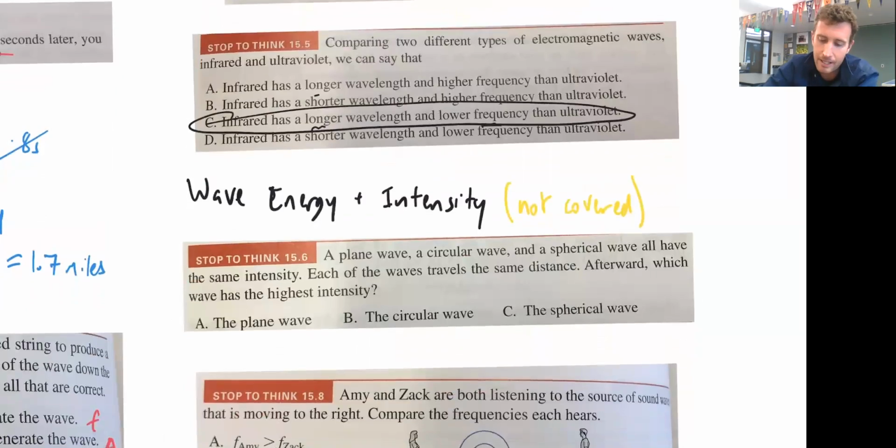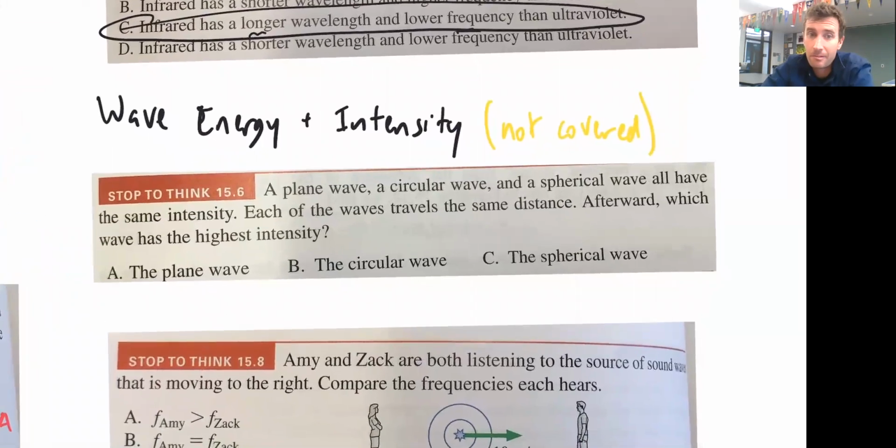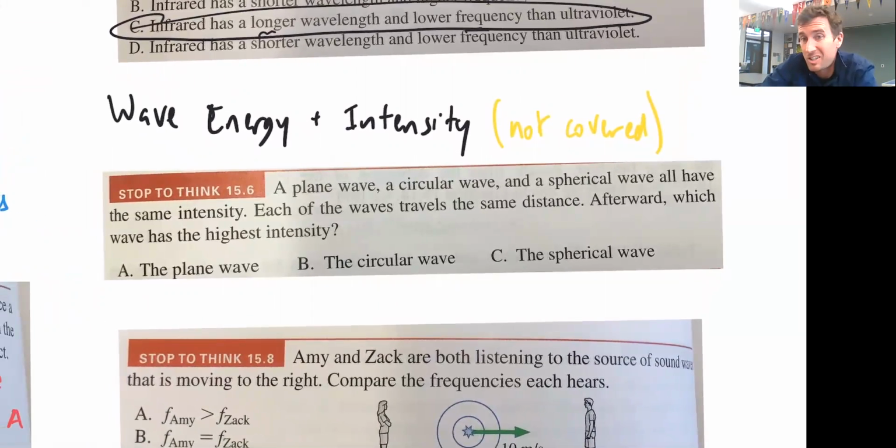Okay. Wave energy and intensity is not actually covered in the AP test, but I pulled this stop and think just because I think it's interesting. A plane wave is a linear wave, going in a straight line. A circular wave is going out in all circular directions. And then a spherical wave is going out in all directions three-dimensionally from there. All have the same intensity. Each of the waves travels the same distance. Afterward, which wave has the highest intensity?